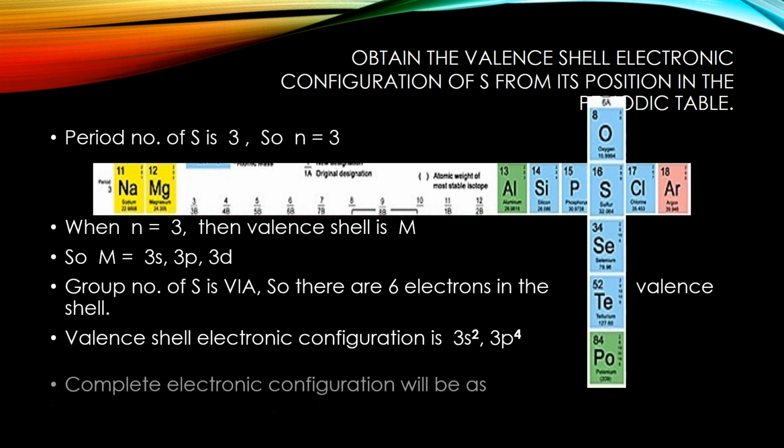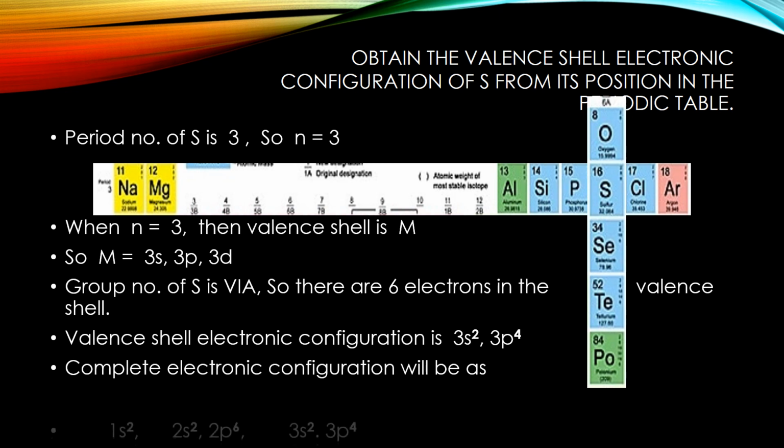Now we will complete the remaining electronic configuration. The K shell, 1s2, will be completely filled. Then the L shell containing the 2 orbitals 2s and 2p will be completely filled. And then the M shell, which you have found, has the 3s2 and 3p4 configuration. So the total electronic configuration of sulfur will be 1s2 2s2 2p6 3s2 and 3p4. In this way we can obtain the electronic configuration from the position in the periodic table.